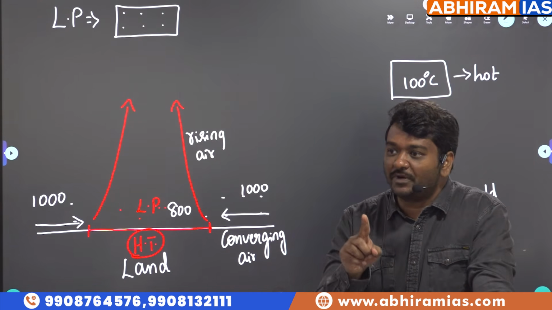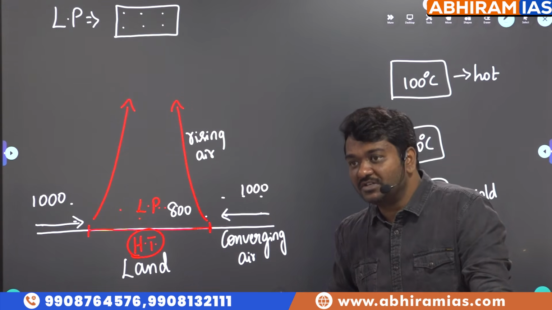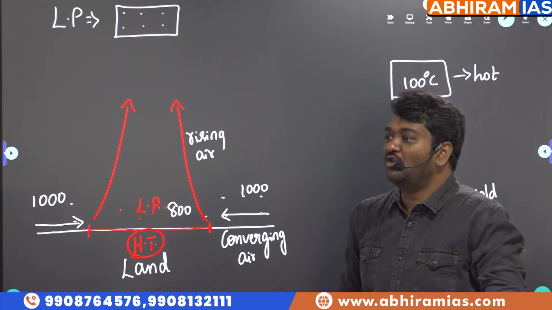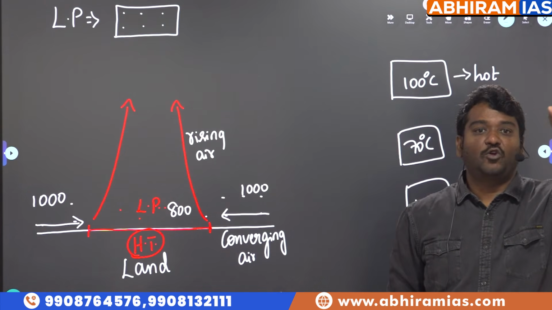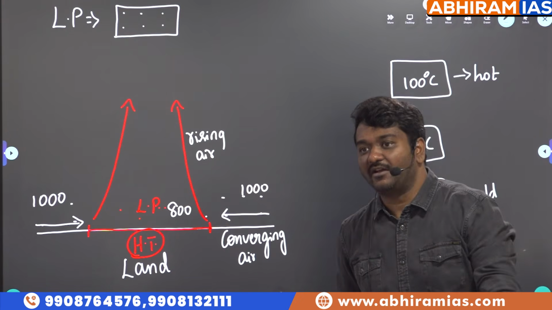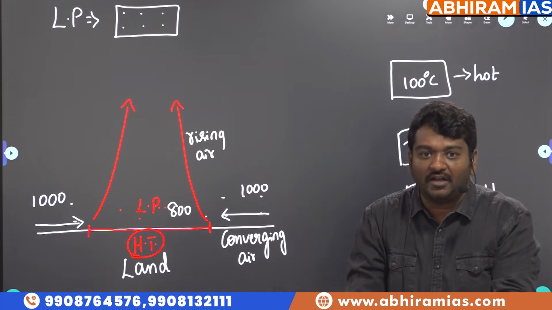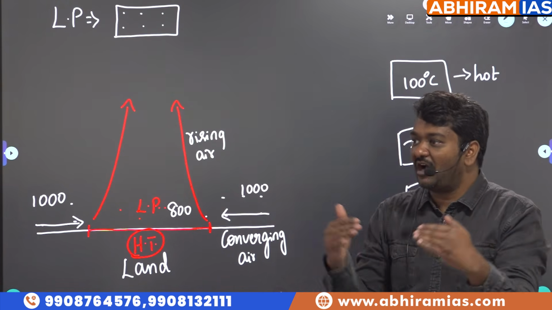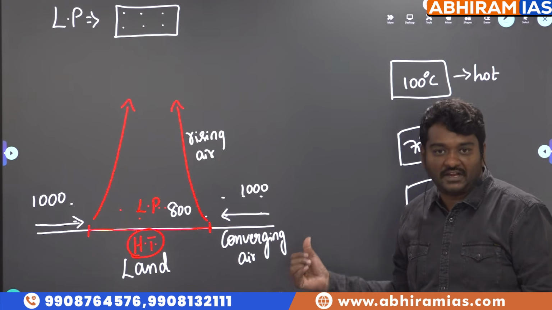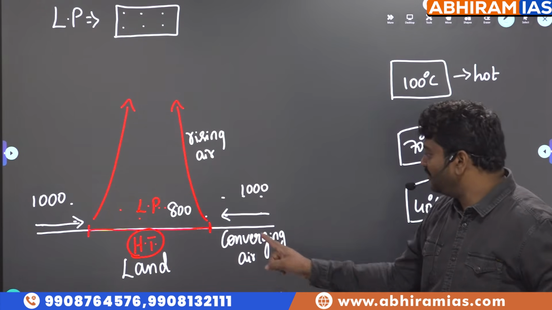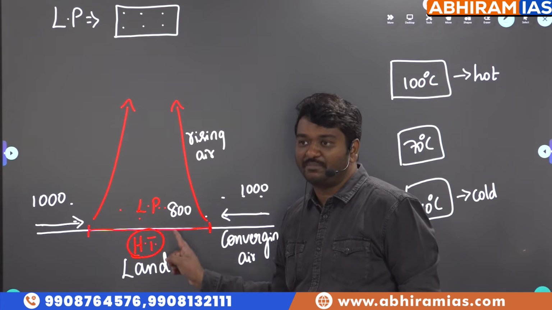So what is a low pressure area? Tibetan low, Delhi low pressure. In Bay of Bengal, low pressure is created. In Mediterranean Sea, low pressure is created. Anywhere. What is the meaning of low pressure? Converging and rising. Wherever you have converging and rising, we call it as what? Low pressure area. But here, converging and rising is occurring because of Earth's surface temperature.